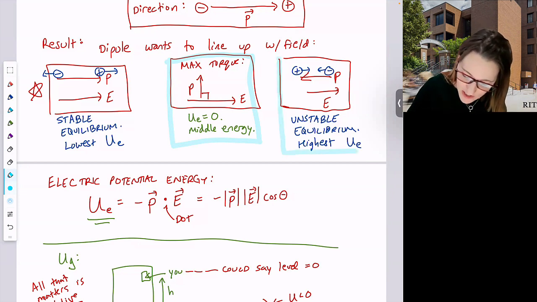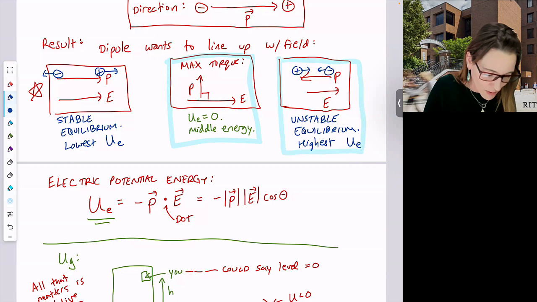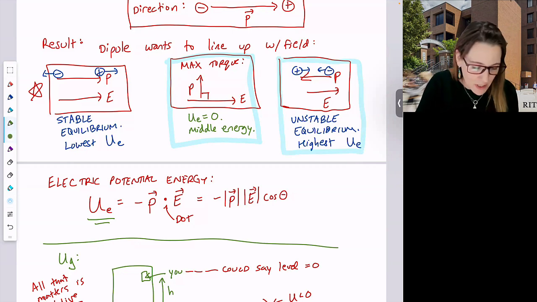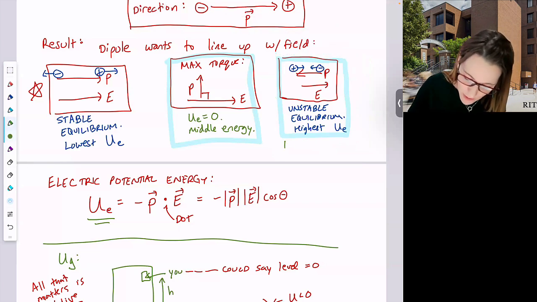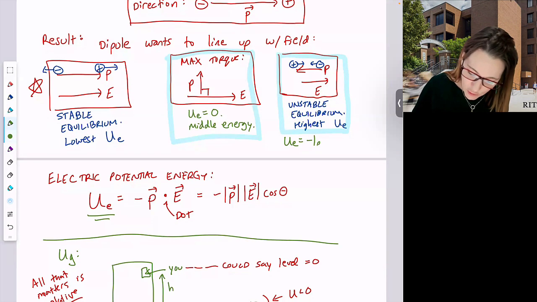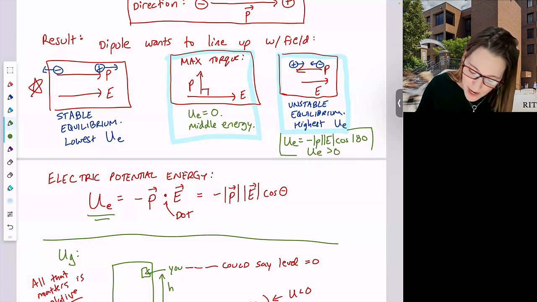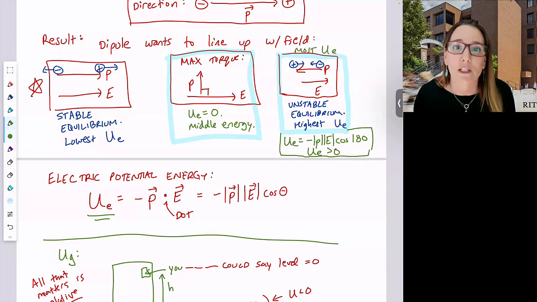The highest energy state, in fact, is going to be over here when P and E are anti-parallel. If I look at this situation, my electric potential energy is going to be equal to negative magnitude of P, magnitude of E, and then the cosine of 180, which is negative. So this tells me that my electric potential energy is positive. So this is going to be my most potential energy, because I end up with a positive value from that equation.